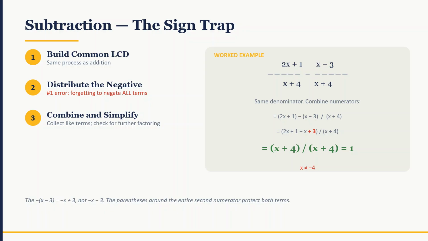Step 3. Combine like terms. 2x minus x is x. 1 plus 3 is 4. So we get (x plus 4) over (x plus 4). Step 4. Cancel. (x plus 4) over (x plus 4) equals 1, with the restriction x not equal to negative 4. The final answer is 1. Always use parentheses when subtracting rational expressions to protect against the sign trap.